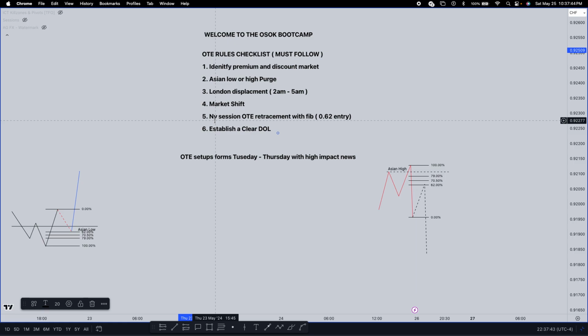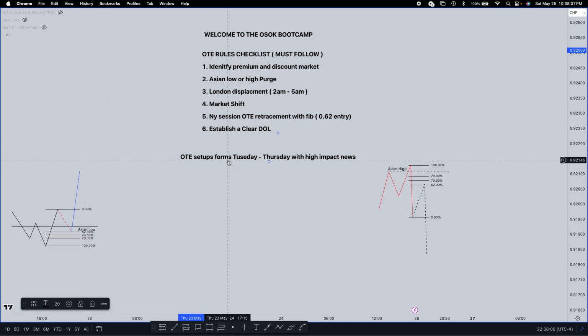And last but not least, you want to establish a clear draw on liquidity. Guys, very simple. You guys should know this right now. A clear draw on liquidity is simply previous day lows, previous day highs, open imbalances, inefficiencies, volume imbalances, buy side liquidity, sell side liquidity, whatever you're looking to target, that is going to be your draw on liquidity.